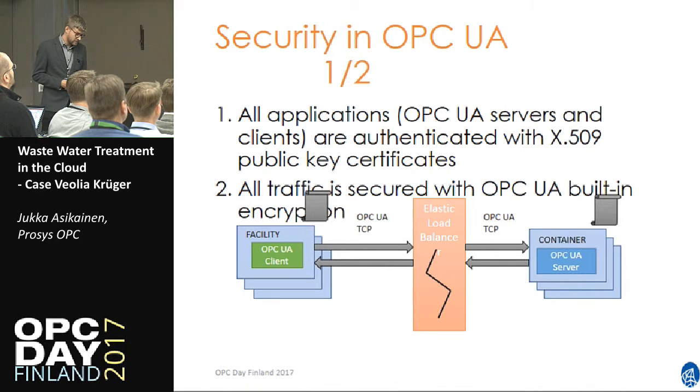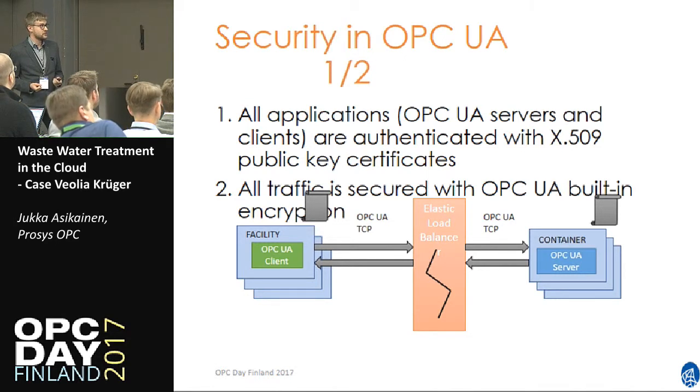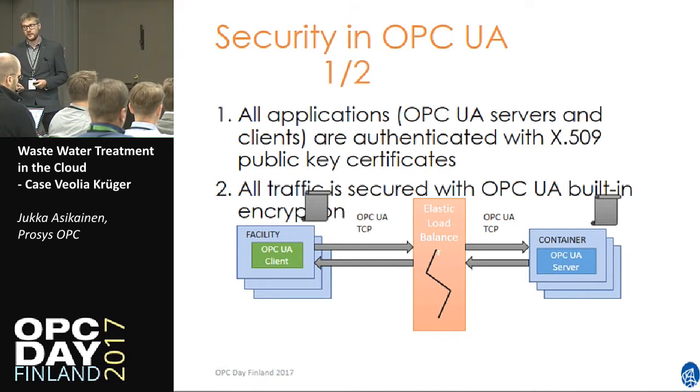Well, how about the security? As the OPC UA servers are in the public internet or in public networks, it might be a good idea to have some kind of security in place. Luckily in OPC UA, all the applications are first of all authenticated with public key certificates. So these certificates make sure that the applications are what they claim to be. And second of all, the traffic is encrypted with built-in symmetric encryption, of which there are a few options to use in the OPC UA specifications.